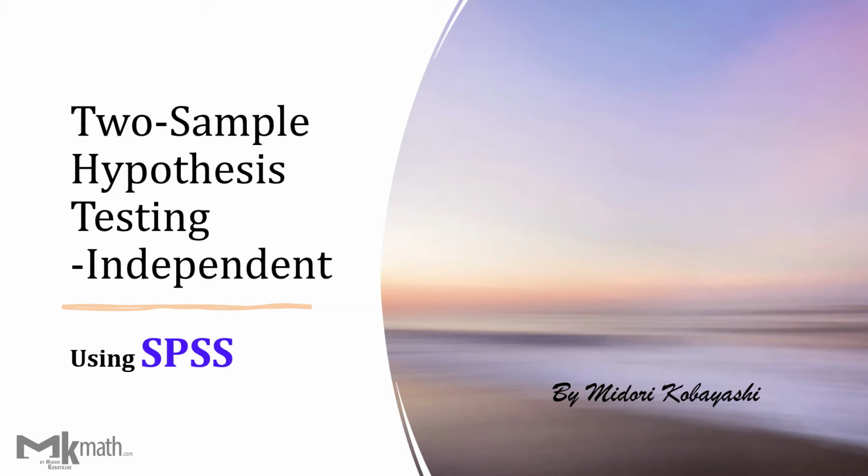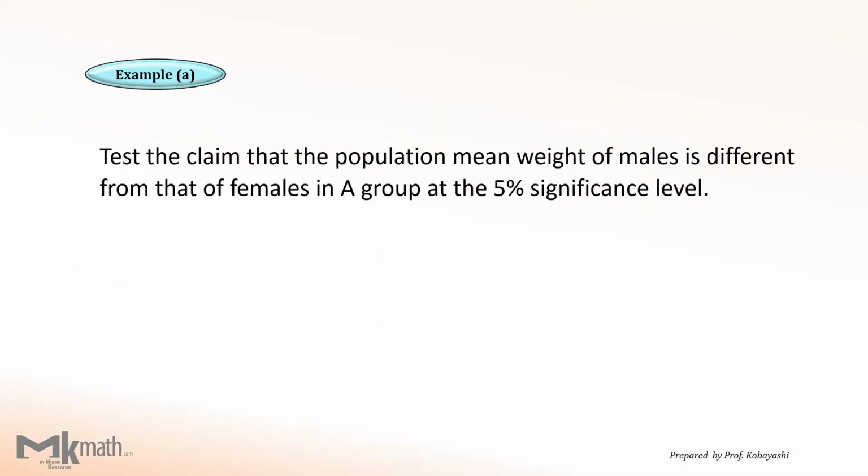Hello everyone. In this video, I'd like to show how to perform independent two-sample hypothesis testing by SPSS. Just assume this is an example question. The keyword "different" indicates a two-tailed test. The null and alternative statements should be like this.